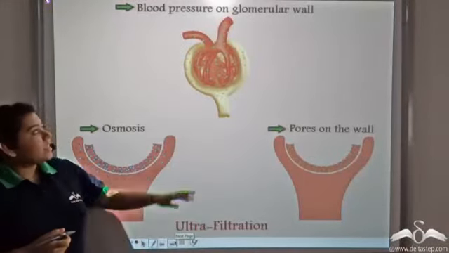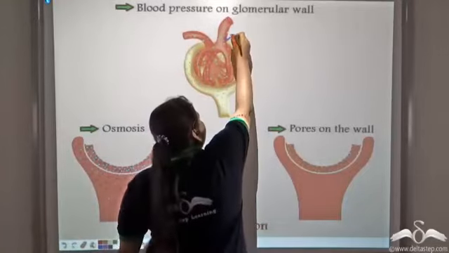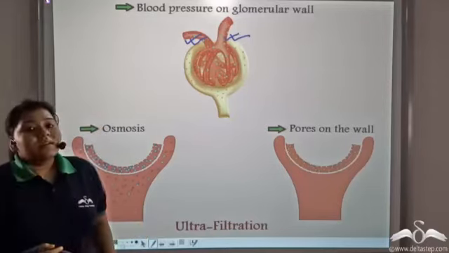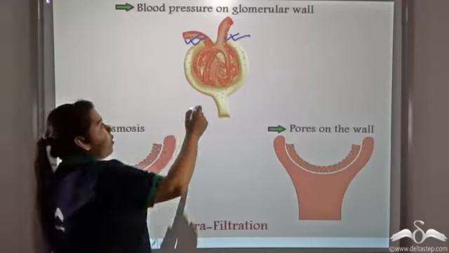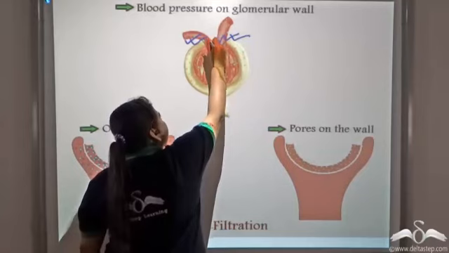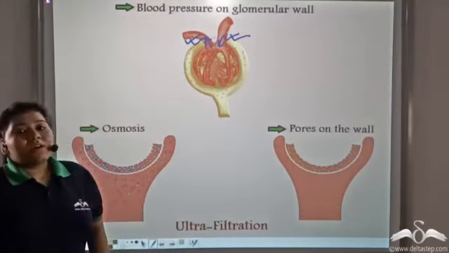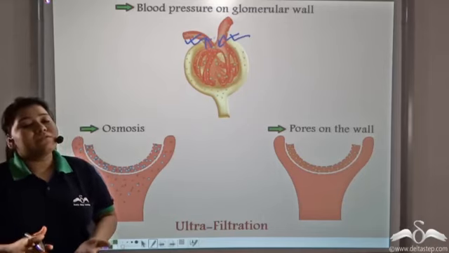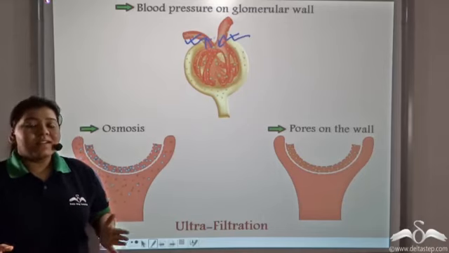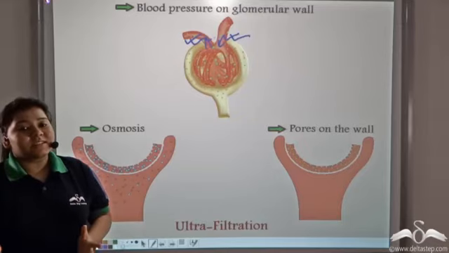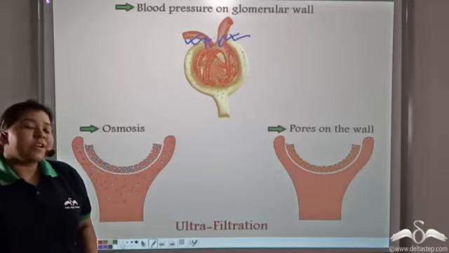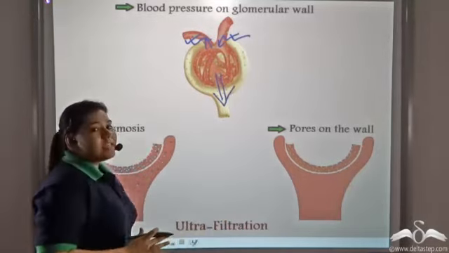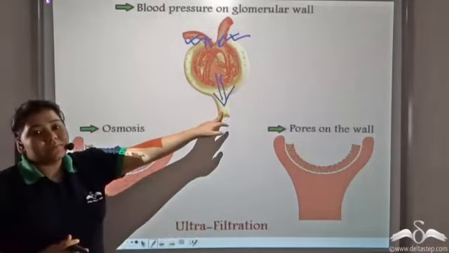Now notice carefully, the afferent arteriole is broader than the efferent arteriole. The blood passes from the afferent arteriole to the efferent arteriole. Now, as blood tries to enter into a narrower vessel after flowing from a broader vessel, a high pressure is created. And because of this high pressure, the fluid part of the blood gets filtered out into the Bowman's capsule.